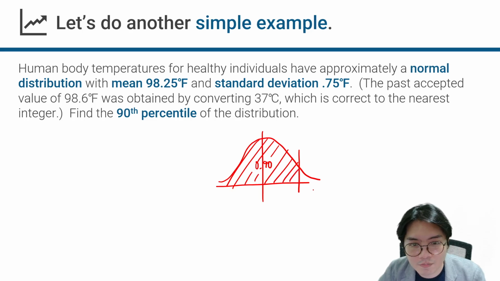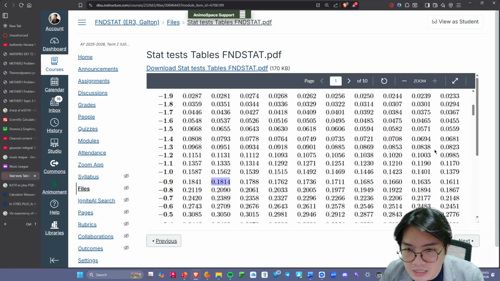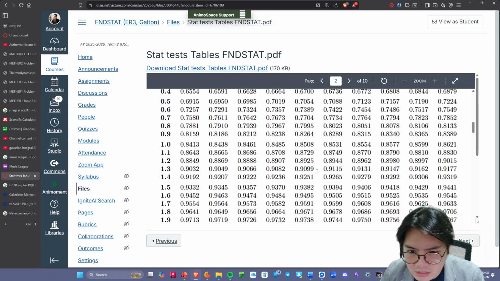Find the 90th percentile of this distribution. Note that what I'm talking about here are Z values, so in this case it's very easy to understand. I just need to find a value such that the probability is 0.90. Let me see in this case. Who's the closest to 0.90? Somewhere in here, somewhere in the middle.